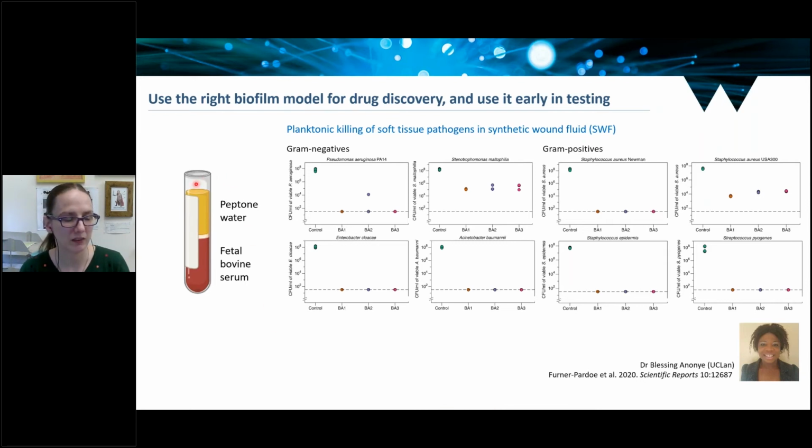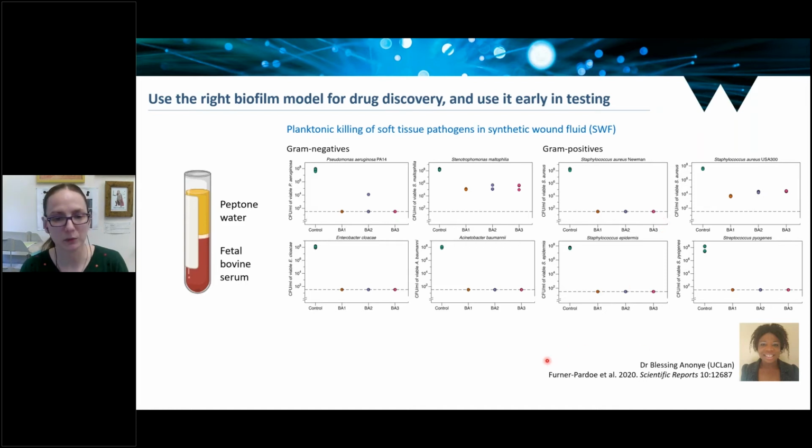So when Blessing tested in synthetic wound fluid the ability of this mixture to kill planktonic populations of a whole range of soft tissue pathogens, she found that it could completely kill a whole range of unpleasant gram-negative and gram-positive bacteria. So good killing of P. aeruginosa, A. baumannii, Staphylococcus species, for instance.